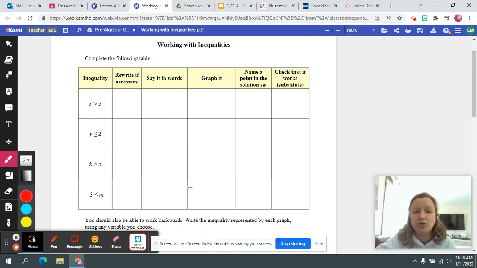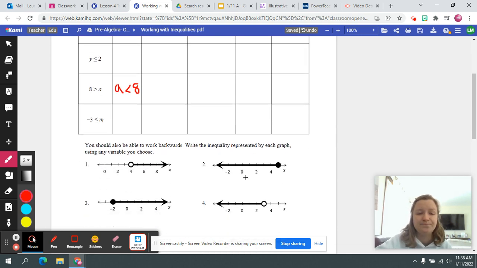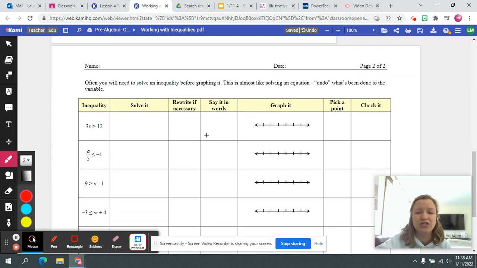So the first page should be pretty self-explanatory. Just rewrite the inequality. That pretty much means put the variable first. So this one I might want to write a is less than 8 instead of 8 greater than a. You always want that variable to be first. Put it in words, graph it, name a point. So for example, 7 is less than 8. And then check that it works. So actually plug it in and substitute it in.